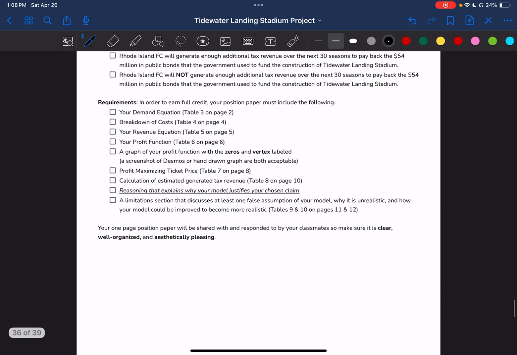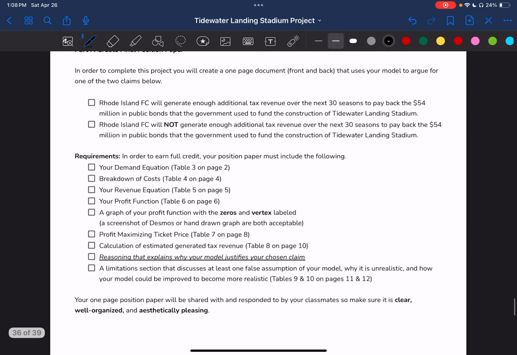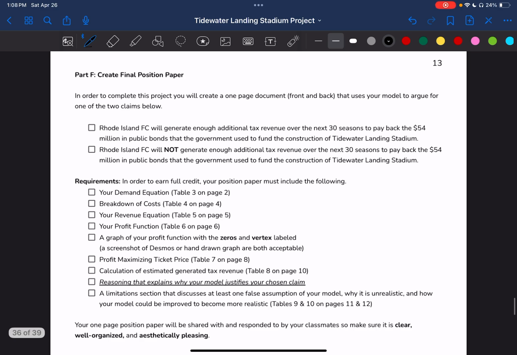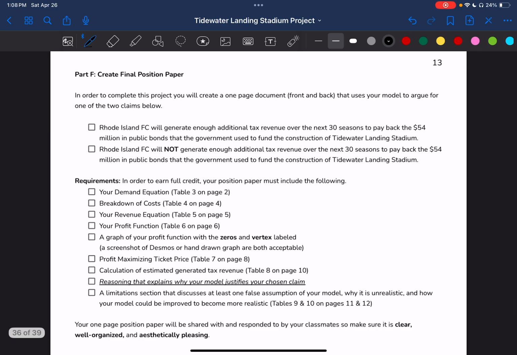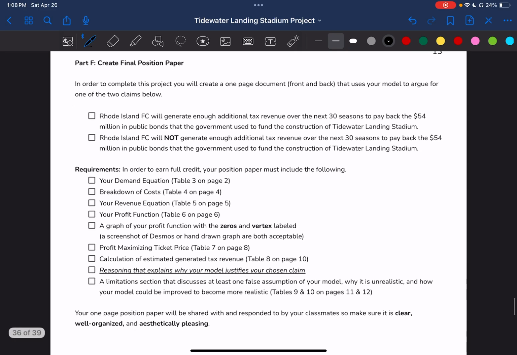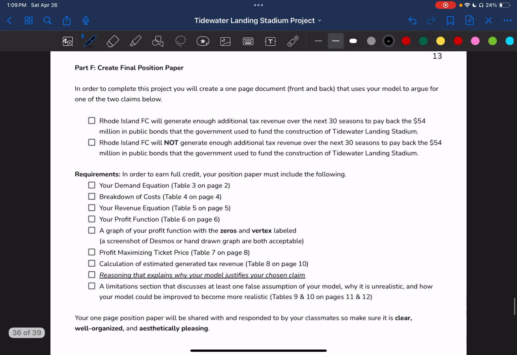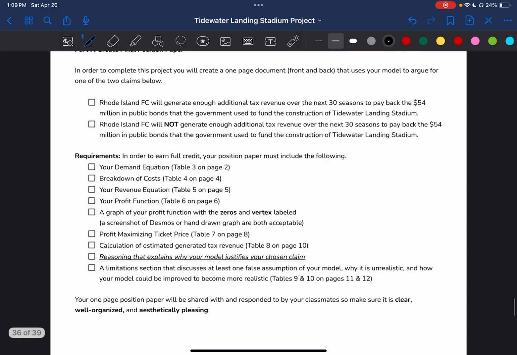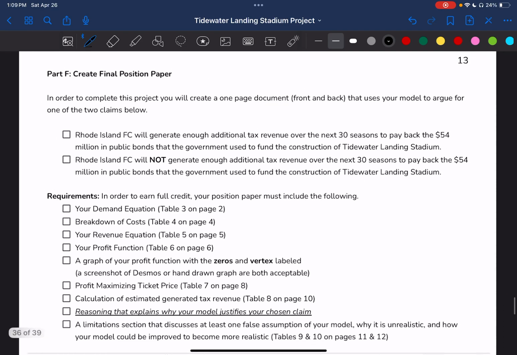I encourage you to take control of this project and make it your own. If you have any questions, you can always reach out to me, email, or just stop by our room, and I'm happy to chat.